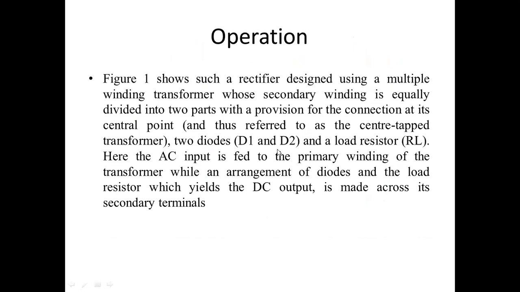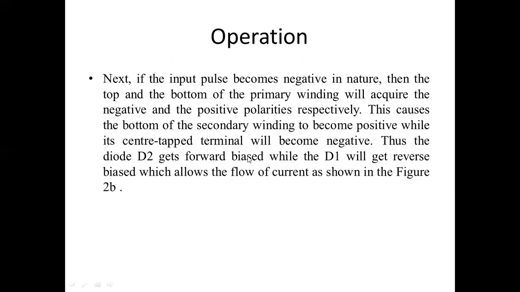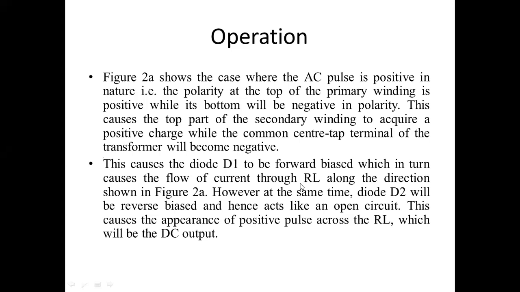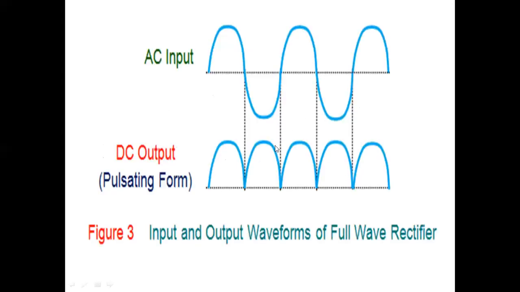So for the operation, they have told that 2 diodes are there, 1 load resistance is there and all the things. For the positive half cycle diode D1 will conduct, for the negative half cycle diode D2. Same explanation they have given here now. I will not read all of this. I will show the output directly here now.